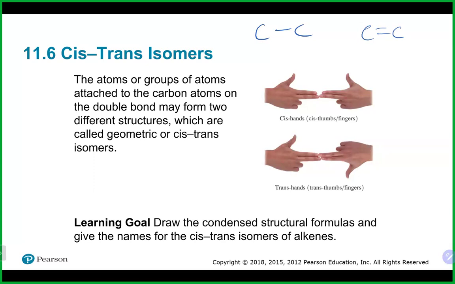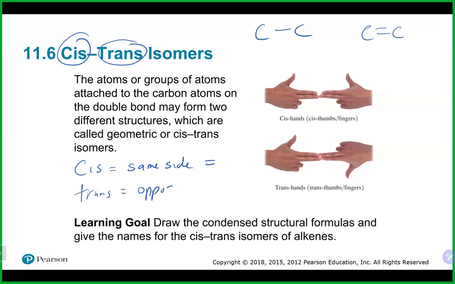So this basically will lock groups in three-dimensional space in certain arrangements in relationship to our double bond. There are two relationships that we talk about, which are cis or trans isomers. What cis basically means is the same side of the double bond, and trans means opposite sides of the double bond.